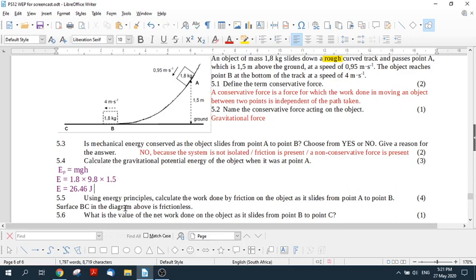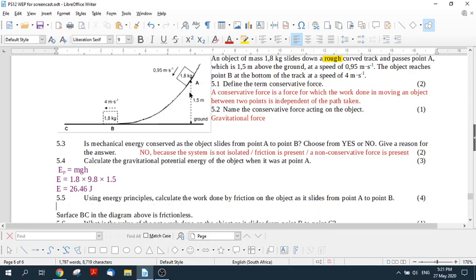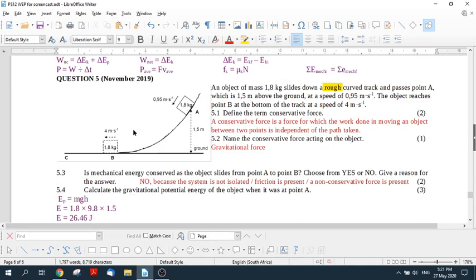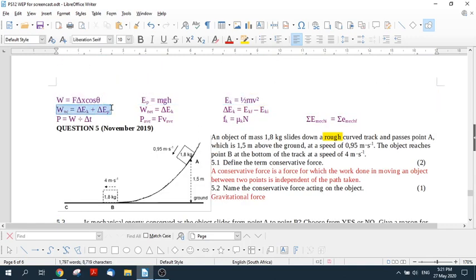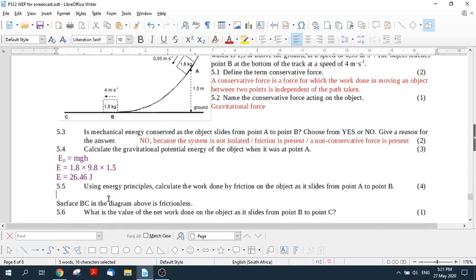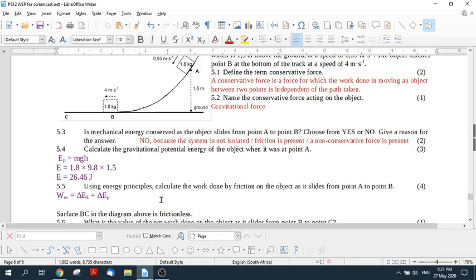Then it says, using energy principles, calculate the work done by friction on the object as it slides from point A to point B. So over here, if we want to calculate the work done by friction, it is a non-conservative force. I don't see any other non-conservative forces acting on this. So you could use net work, or you could use this non-conservative work formula. I like to use the non-conservative work formula. So here's the non-conservative work formula. The work is going to be equal to the change in kinetic energy. Kinetic energy is a half mv squared. So the change is a half m, v final minus initial, both of those squared.